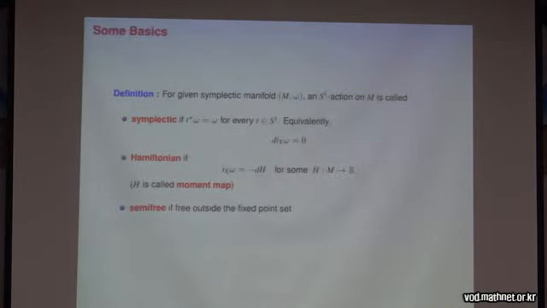So first, I want to say some basic stuff. As you know, a symplectic action means the action preserves the symplectic structure, and a Hamiltonian circle action means there exists a moment map such that i_X omega equals minus dH. Here the minus is just a sign convention, so you may ignore the sign if you want. And a semi-free action means the action is free outside the fixed point set. So there are exactly 2 orbit types, fixed point and free orbit.